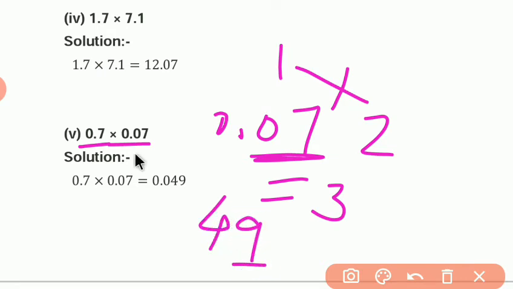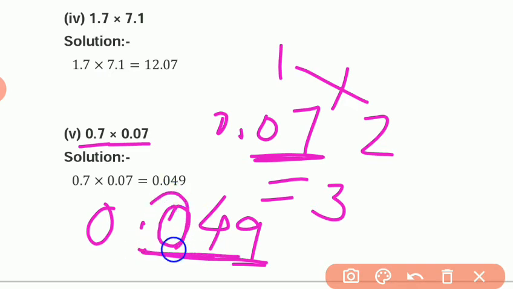So here how many digits are given? Only 2. 1, 2. So the third digit we have to write as 0. We can increase the digits by writing extra zeros. So the answer will be 0.049.